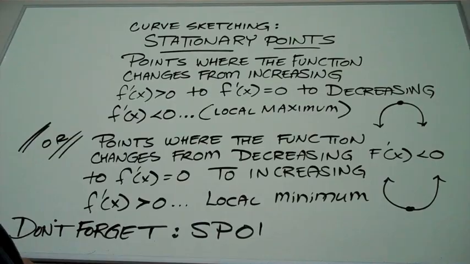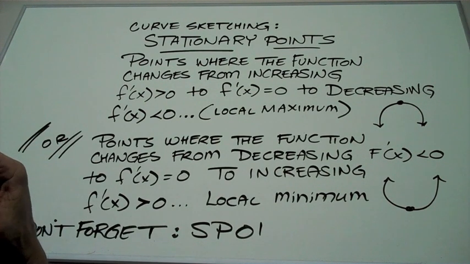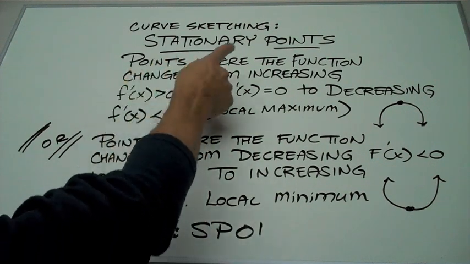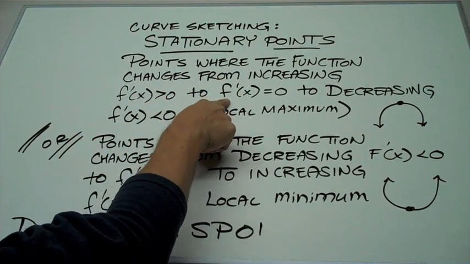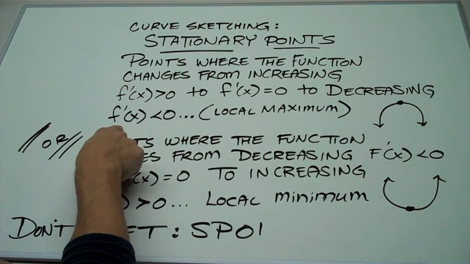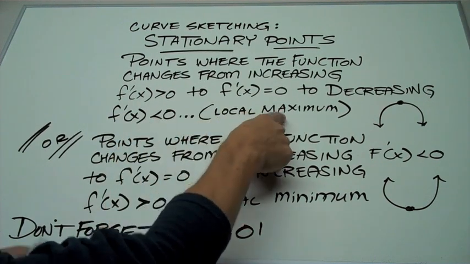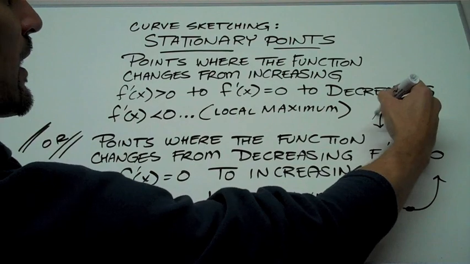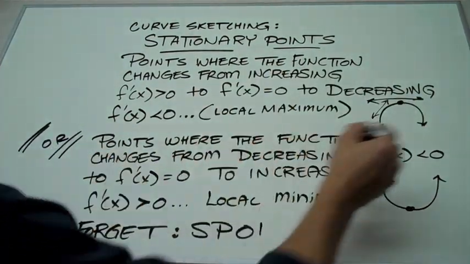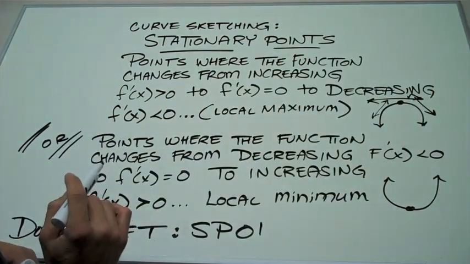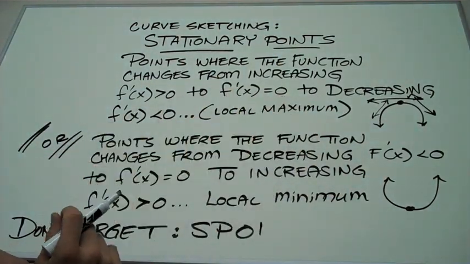We're here talking a little more about curve sketching, and one of the most important things about curve sketching is to know where the stationary points are. The first thing we have to know is, what are stationary points? Stationary points are points where the function changes from increasing, where the derivative is greater than 0, to the derivative equals 0, to decreasing, where the derivative is less than 0. We call that a local maximum. You can see here the derivative would be greater than 0, equal to 0 at the horizontal line, and then less than 0. That's a stationary point, and that's called a local maximum.